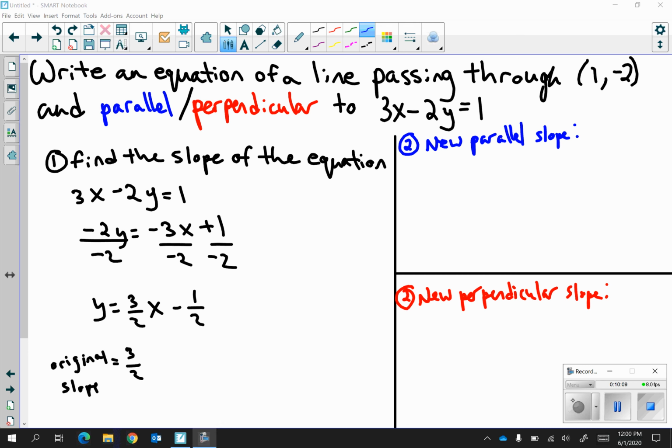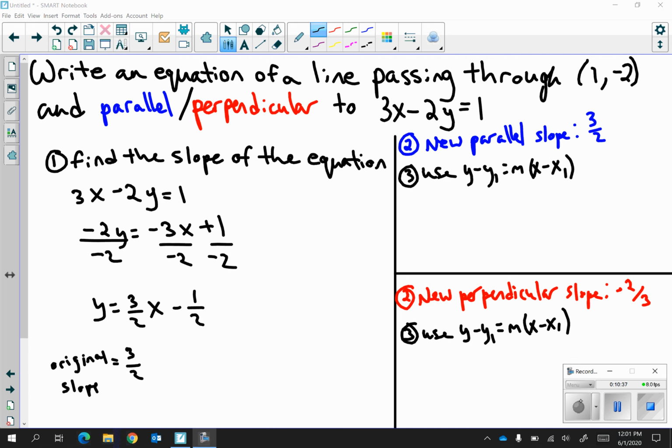So if our original slope was 3/2, that means our parallel slope would stay the same as 3/2. If our original slope was 3/2, then your new perpendicular slope would be the negative reciprocal of that, -2/3. From there, you're going to use the point slope formula to come up with an equation.